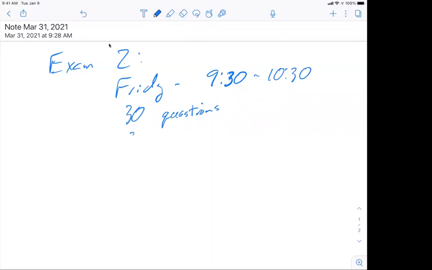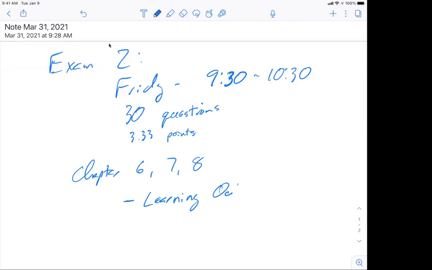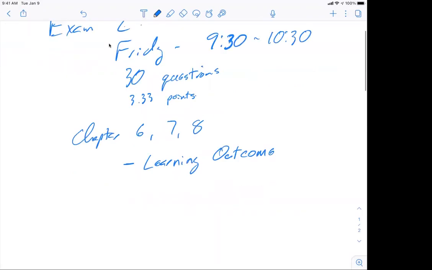So that's 3.3 points each. It gives you about 2 minutes per question, which should be plenty of time on the test. And it's going to cover chapters 6, 7, and 8. If you look at the learning outcomes on Canvas, that'll give you a good outline of what I would expect on a test.